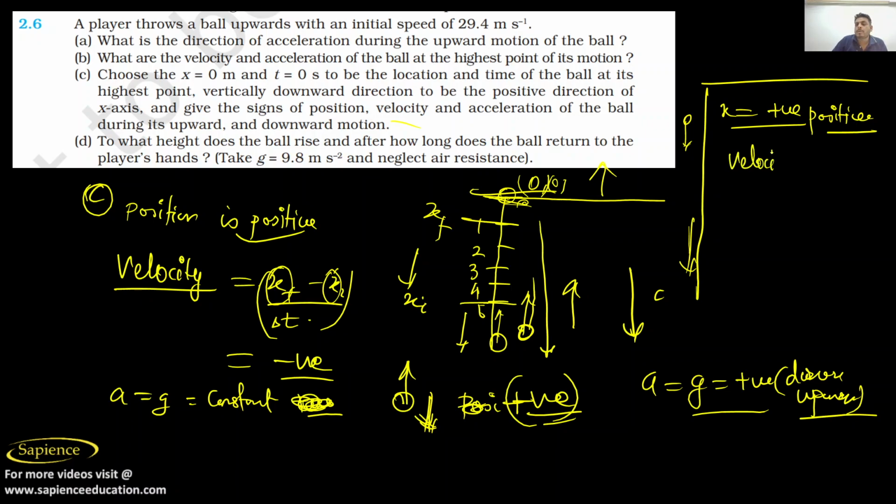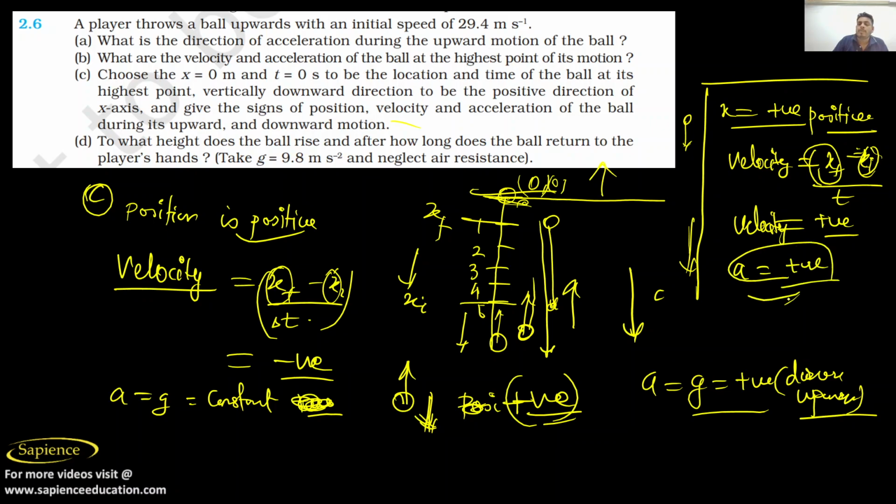Now if I am talking about velocity, velocity is your final position minus initial position divided by time t. When an object is going downward, the final position will be increasing. So final position is greater than initial position, so velocity is positive. Now acceleration is always positive, no matter whether it is upward or downward.